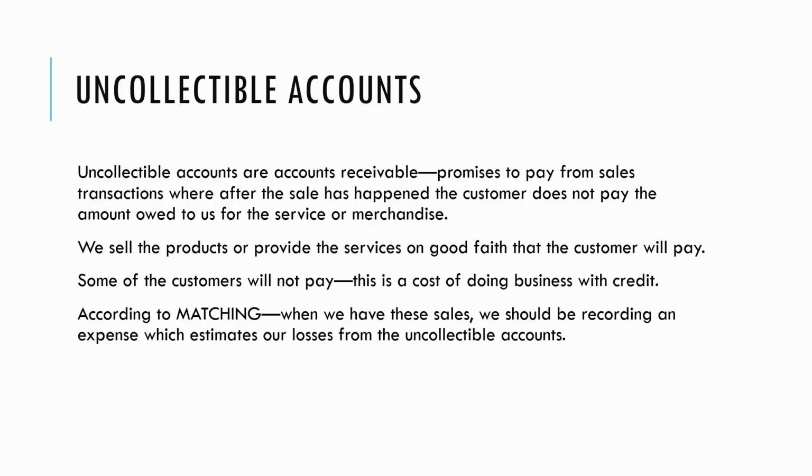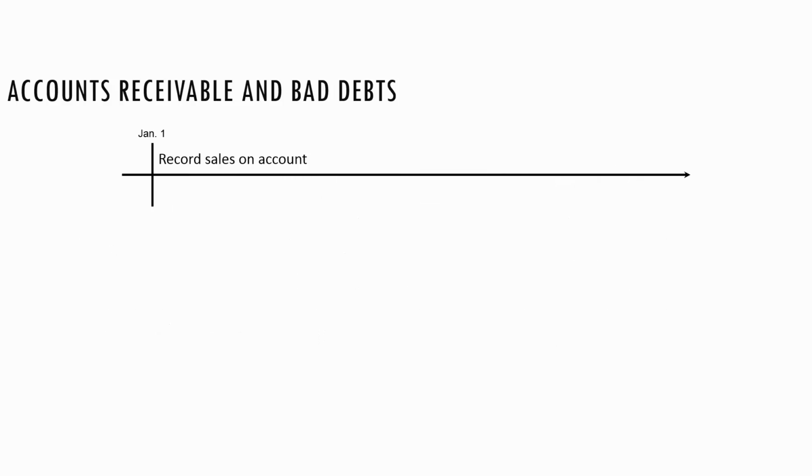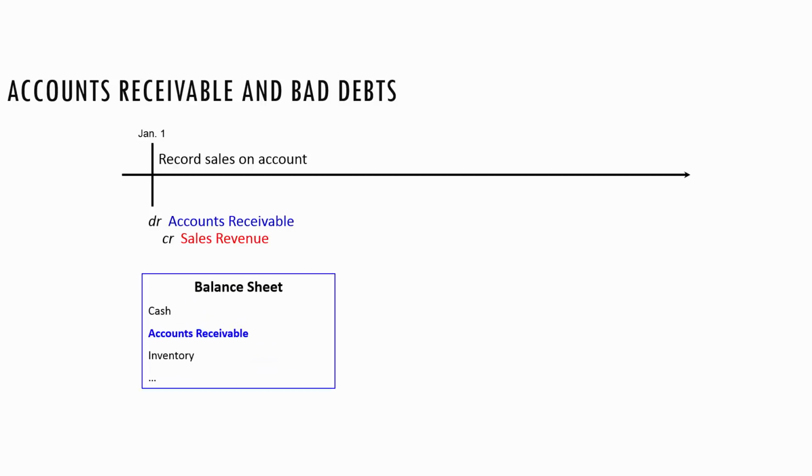Whenever we have sales, we need to have an expense that's also put into the financial statement to estimate the amount that will not be paid from those credit sales. So on January 1st, we could have a credit sale, and we record it as a sales revenue and an accounts receivable debit. And this accounts receivable would go into that particular customer's account, and we would use this as a basis for sending them a bill.